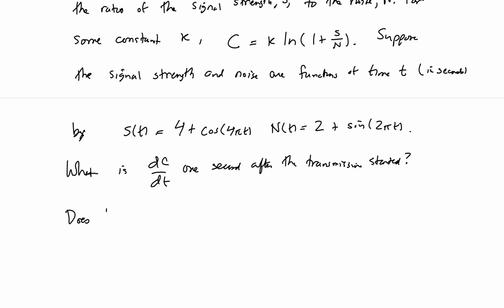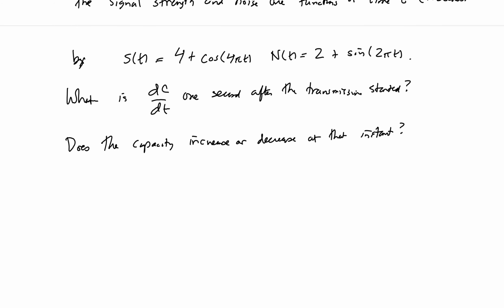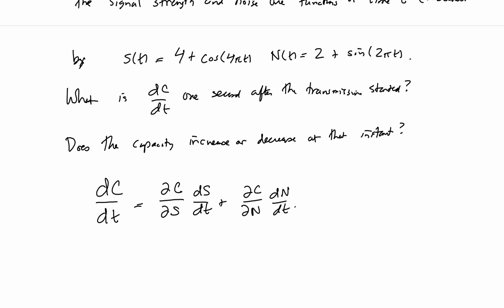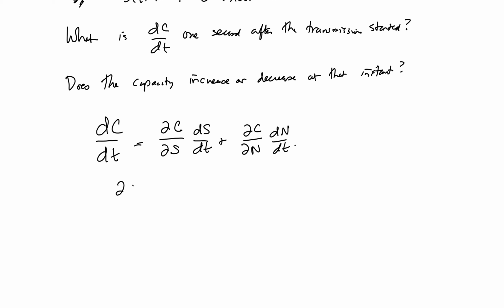Let's say, does the capacity increase or decrease at that instant? Okay, so the first thing we can note is the formula we have been using. So this is ∂C/∂S ds/dt plus ∂C/∂N dN/dt. And now we have the formulas for C, S, and N, so we'll just do these calculations.